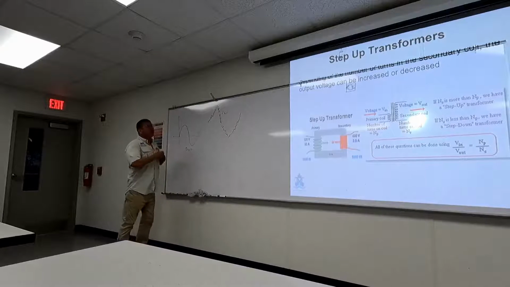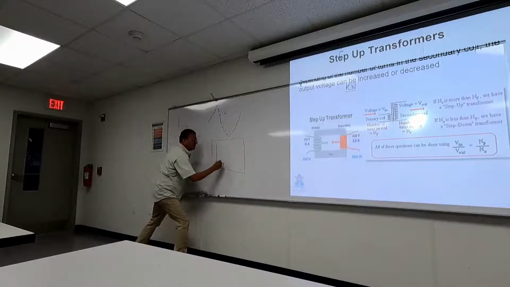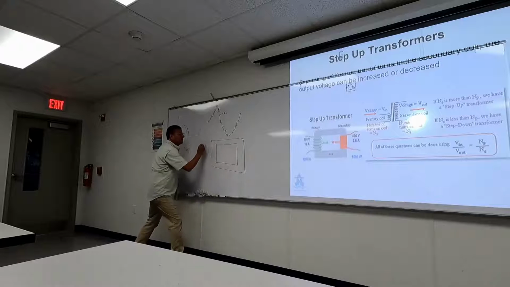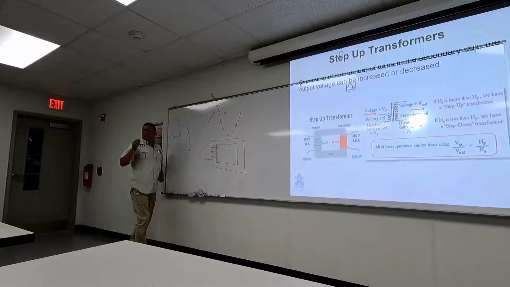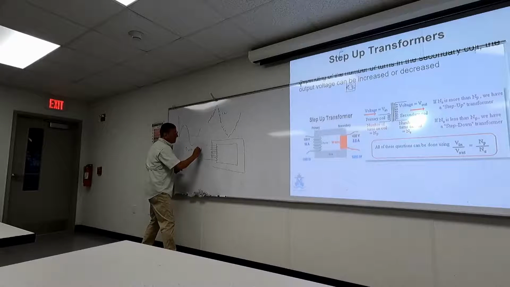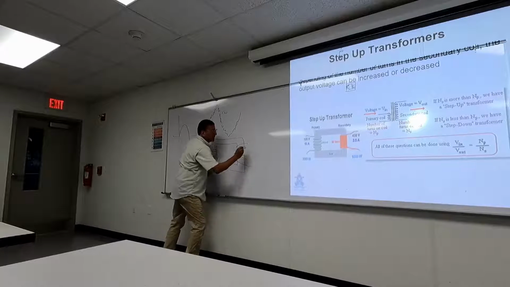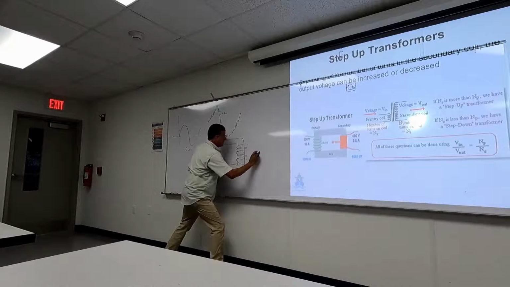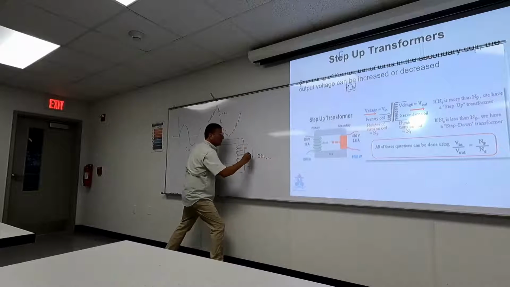Right now, what happens in a transformer, my friends? What happens in a transformer, step up or step down? Doesn't matter. Suppose that this is the input, 120 volts, 100 turns, and the output is with 50 turns. How much will the voltage be?